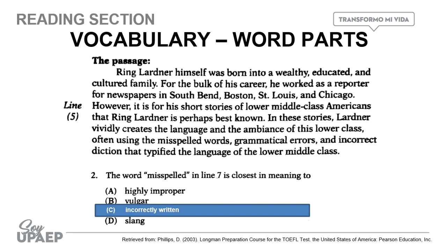So for example, in these stories, Lardner vividly creates the language and the ambience of this lower class, often using the misspelled words, grammatical errors, and incorrect diction. So if you notice, you have misspelled words, grammatical errors, and incorrect diction. Okay, so everything refers to something that was done incorrectly. So if you double check the meaning, misspelled means incorrectly written. Okay, let's check the last example.